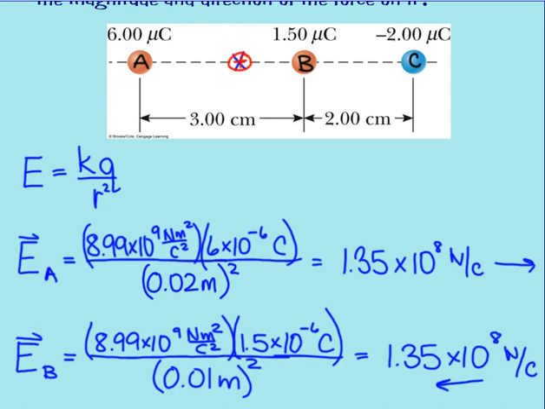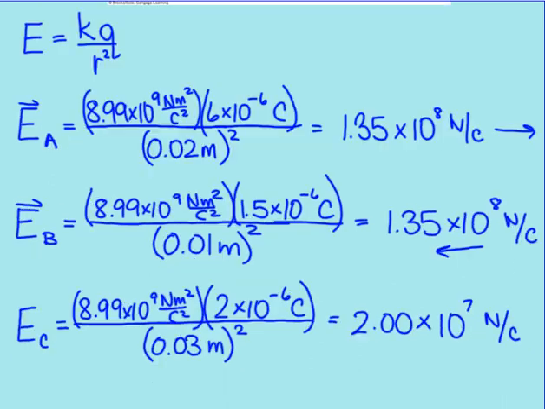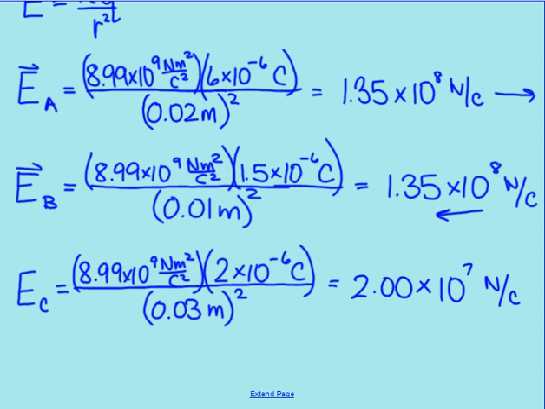Lastly, looking at the electric field from C, I pretend like A and B don't exist. They're imaginary, and that C is the only charge that's there. Putting my positive test charge at the X means that that positive test charge would be attracted to C, and so it would want to move to the right to get closer to C. And therefore, the electric field from C is pointed to the right.